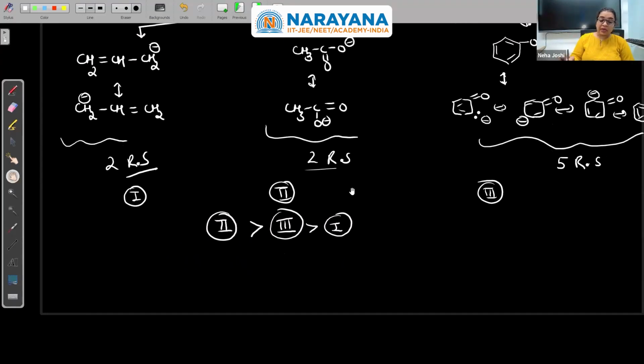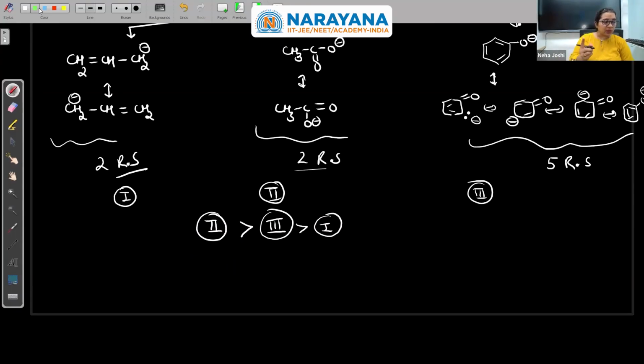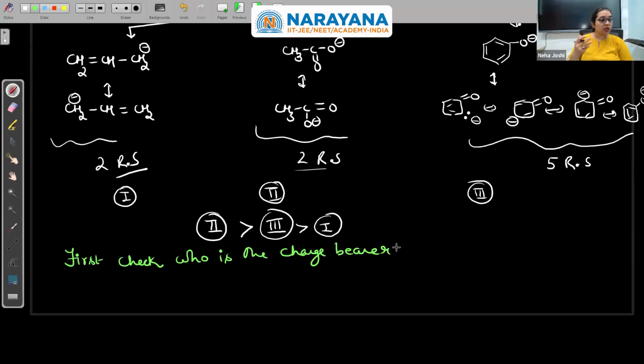Okay, so for comparing the resonance between molecules, always as a rule, first check who is the charge bearer. That is the most important factor, that who is involved in sharing the charge. Then how many of those? Okay, second thing you will consider is how many of those. First is who is participating in resonance, then you think of how many.